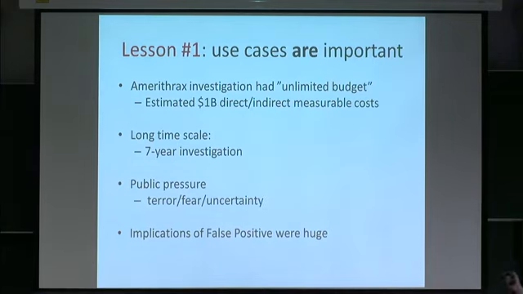So lesson one: use cases are very important. In practice, this was sky's the limit, just figure it out. Unlimited budget, $1 billion in indirect costs, a 7-year investigation, public pressure, terror, fear, and uncertainty, and the implications of a false positive were, of course, huge. You don't want to send the wrong person to jail. So it's a pretty big deal to get this one right. Again, really unlimited resources to do that.